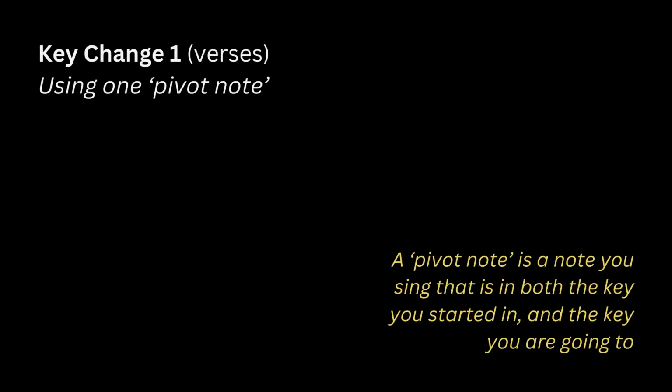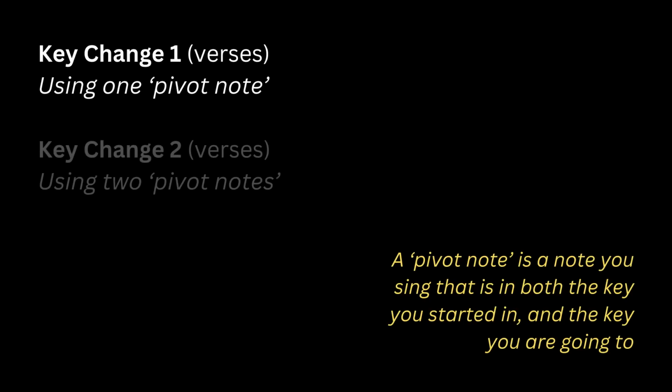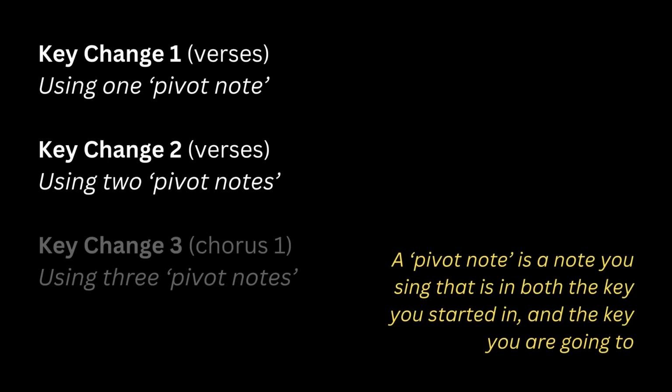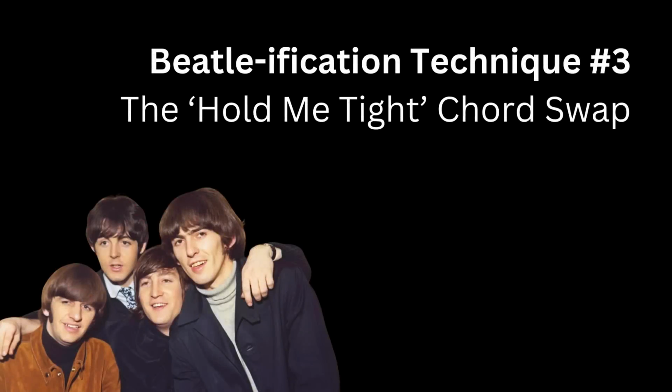So if you've noticed, the first key change worked just fine with a single pivot note, just a B that was in both keys. The second key change works great with just 2 notes that are in both keys, the E and the B. And this one works great with 3 notes, C sharp, B and A. If you can get a little melody that you sing over that change using notes that are in both keys, it really works. On now to the third Beatles song and the third songwriting technique.